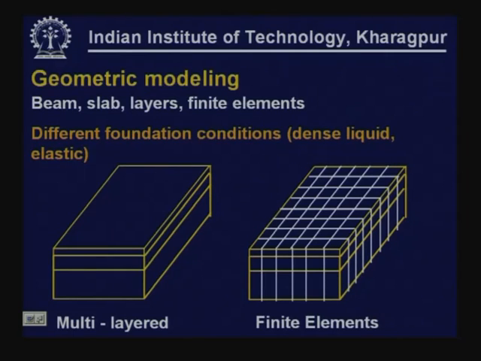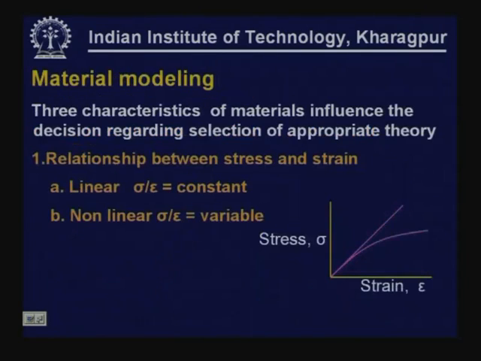But on the right hand side you see a finite element model in which the pavement is discretized into a number of small elements. This would be required especially when the nonlinear behavior of different types of materials that we use in the pavement is to be properly modeled. When it comes to material modeling, materials are modeled on the basis of three main characteristics.